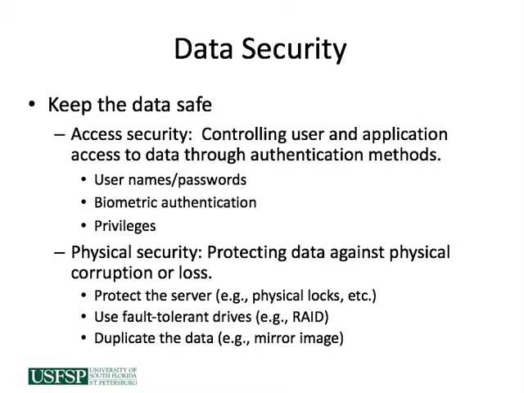The main concern of data security is obviously to make sure that the data is safe. There are two aspects of data security, namely access security and physical security. Access security essentially involves making sure that users and applications only have access to the data they are authorized to access. We can use different so-called authentication methods to make sure that users or applications can only access data they are entitled to access. The most commonly used form of authentication are usernames and passwords.